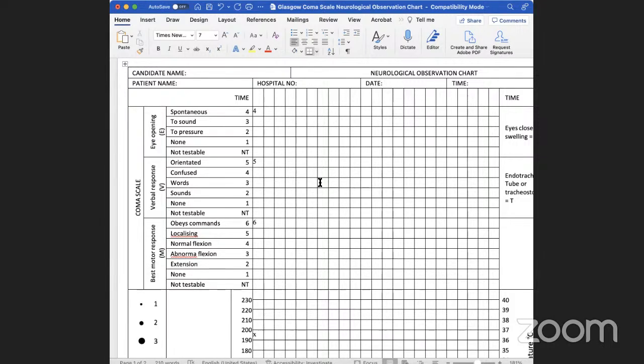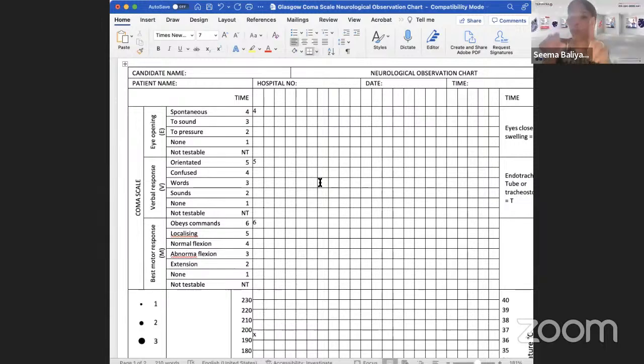If we have to use the GCS score depending on the patient you have, that means we will not need to record the NEWS score. No. So between the NEWS and the GCS, you are going to do only one.